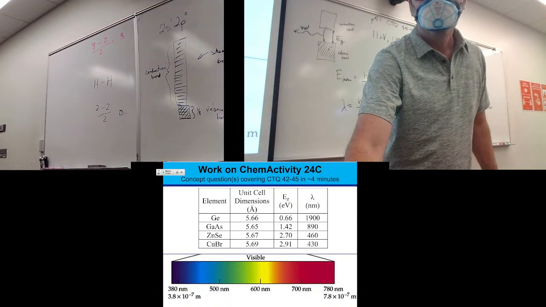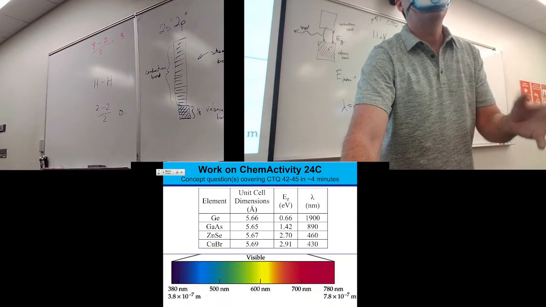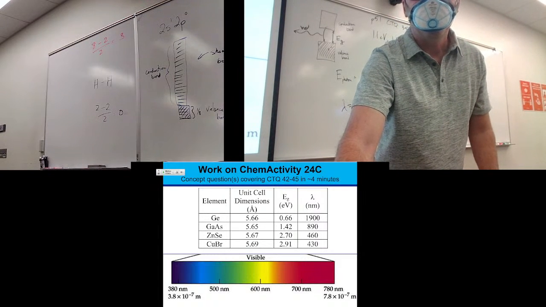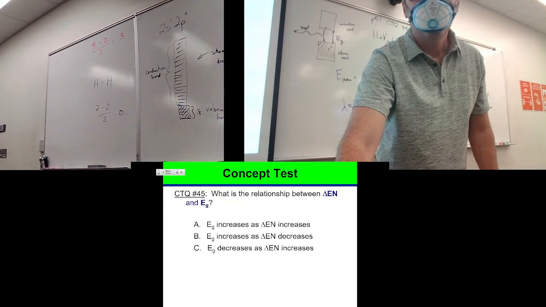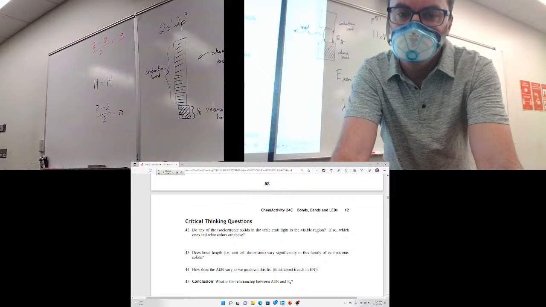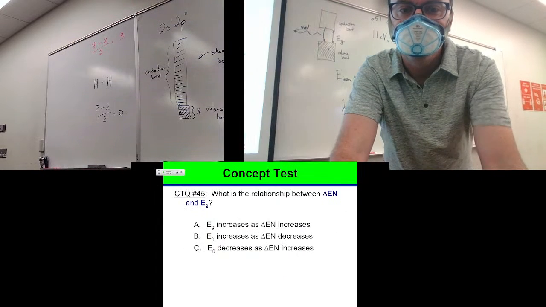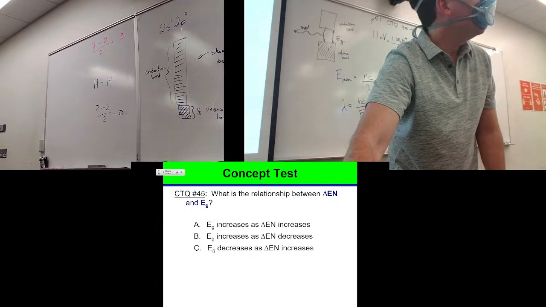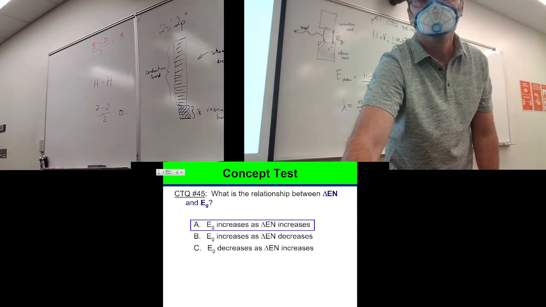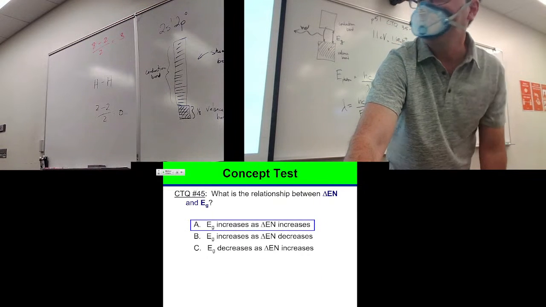So we're going to cover a lot of this in the lab, which is going to be not next week, the week after, but we'll see. All right. So what is the relation? I think I skipped the question. Hold on. Oh, we answered that. Okay. So what is the relationship between delta change in electronegativity and band gap? As one increases, the other increases.